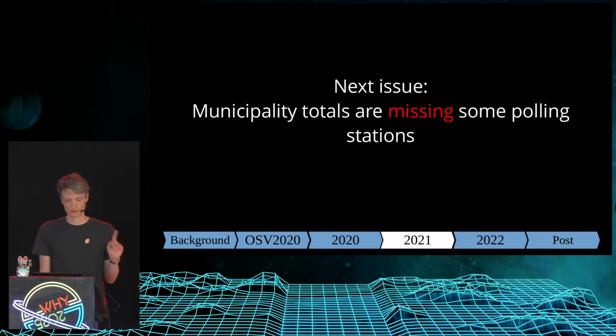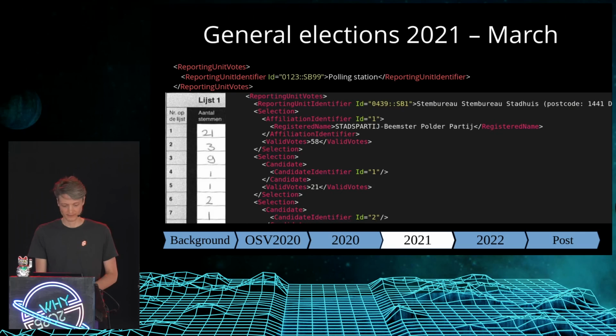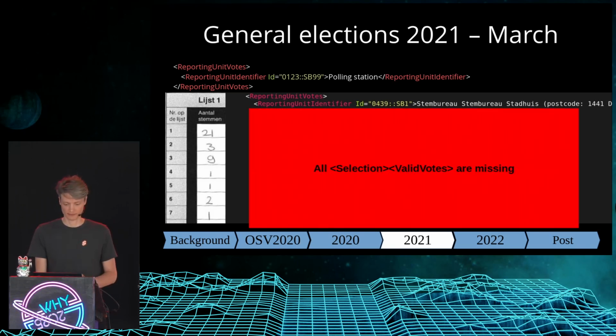This issue was the really scary issue. This thing, I didn't expect it. So some municipality totals were missing some polling stations. It's like, ooh, damn. The one thing the software should do is add up the polling stations. But we had this XML that I showed before, and the problem was this whole part was missing.